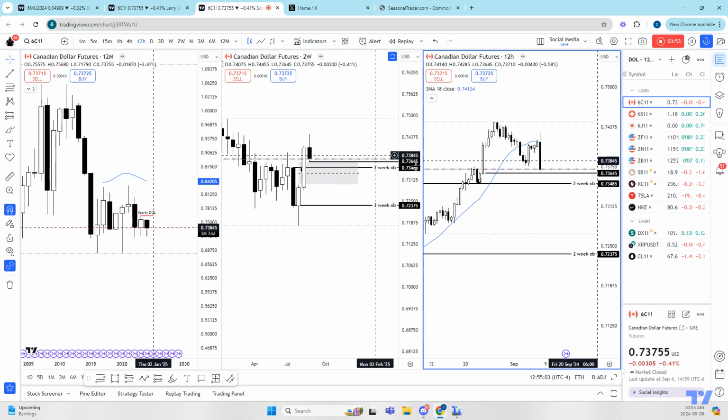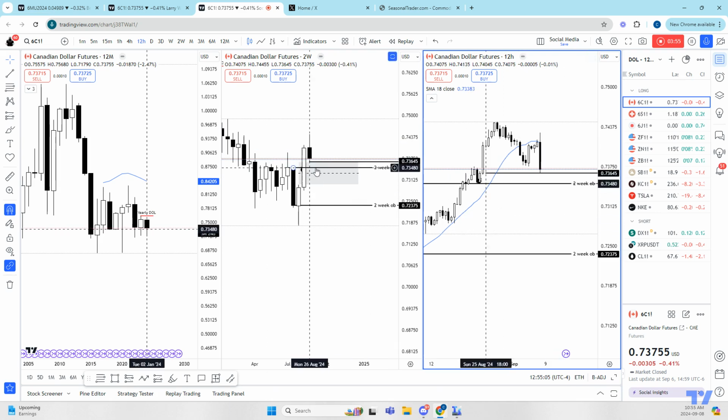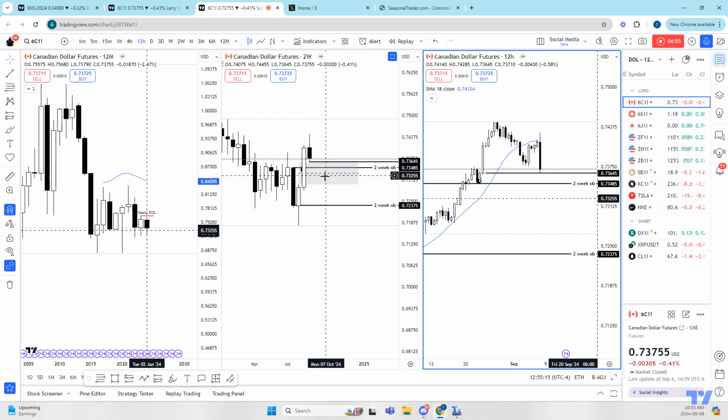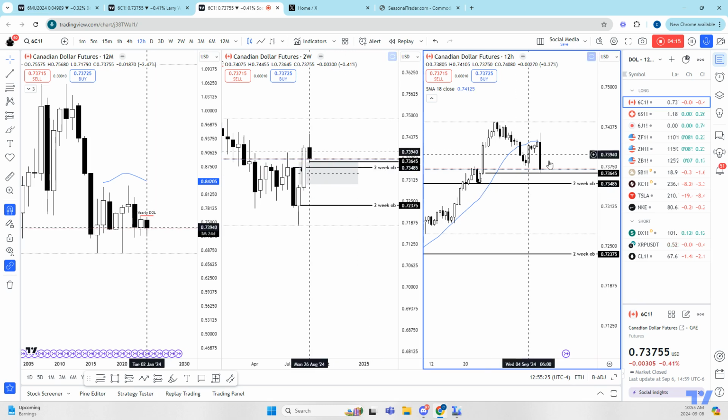So basically what I'd be looking for is for price. I've marked off this gap, and then I've also marked off this 2-week order block. This is the down close candle that led to this change in state of delivery and the creation of this gap. So CAD can trade down anywhere into here. The most bullish scenario is it trades down somewhere into the middle of this gap and it doesn't go much further before it gives me my entry.